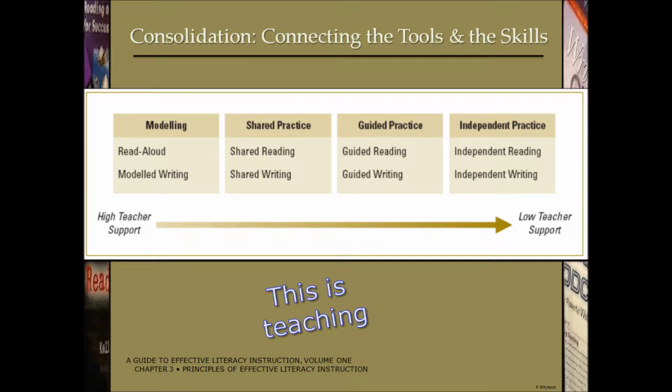So here's another diagram, and this is what teaching is, right? I read aloud or I model writing. I share reading, I share the writing where they and I talk together. The guided reading, guided writing, independent reading, independent writing. When I'm modeling, this is high levels of teacher support. I'm at the front, I've got the pen, I've got the paper, I'm doing the thinking, I'm doing the talking. When they're independent, students are now operating individually. They're operating by themselves. They're showing mastery of the new skill.